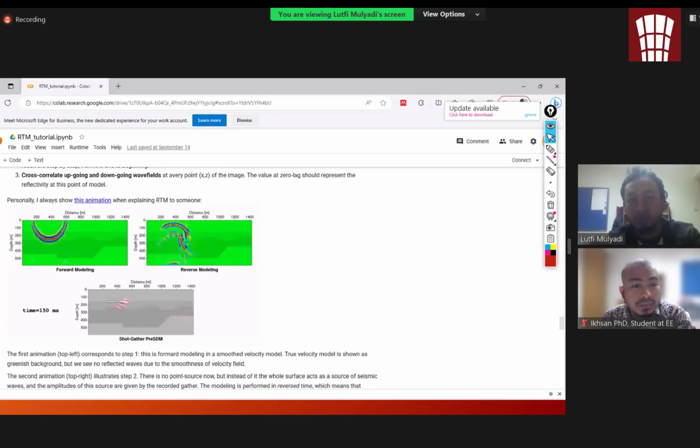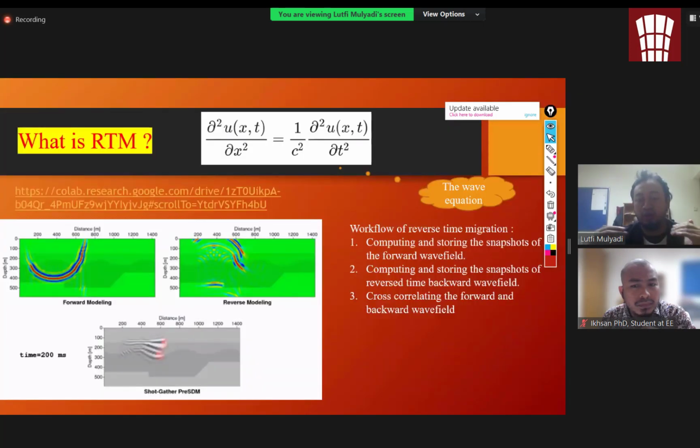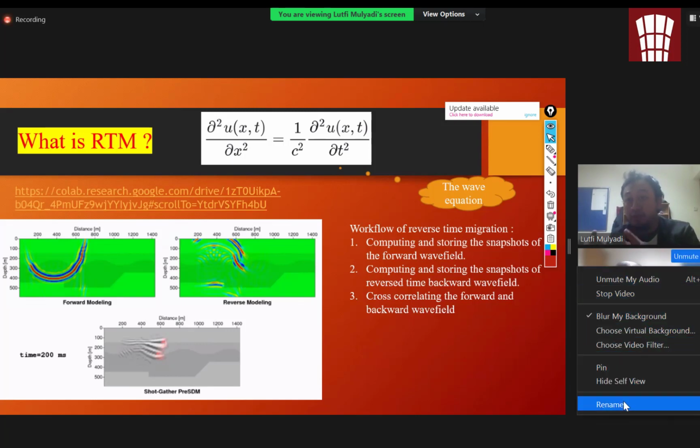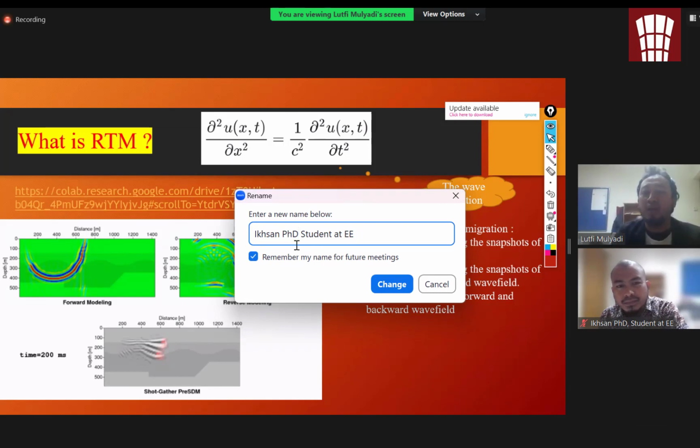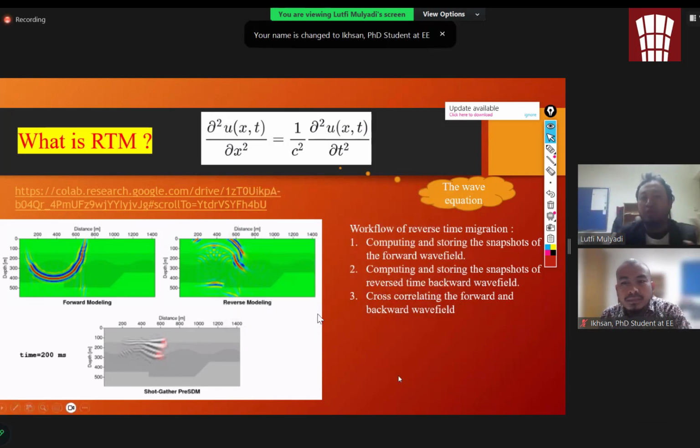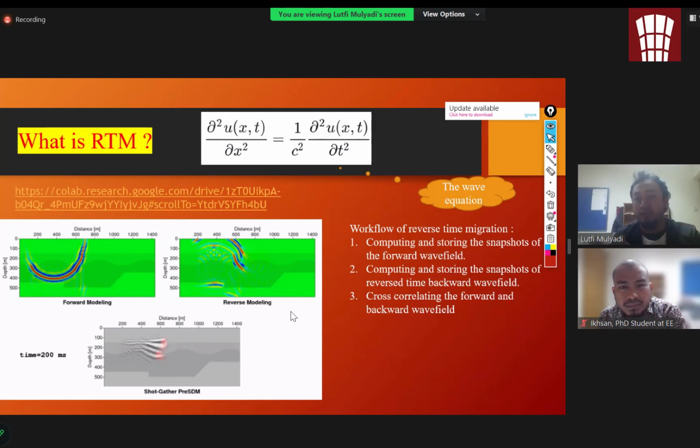What do we mean by cross correlation? Cross correlation means we are doing correlation between two different functions. Autocorrelation means correlating the source wave field with itself, or the reverse-time receiver wave field with itself. Why do we say cross? Because we are correlating two different functions, the forward and the backward. If we have two functions f and g, autocorrelation means f with f or g with g, and cross correlation means f with g.